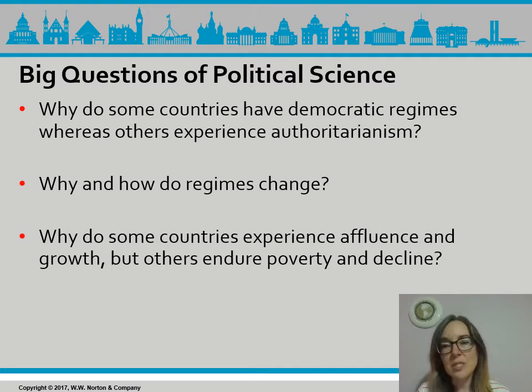So many interesting questions that you can think about, and the way that we answer them is to compare countries to each other and see what is similar about different cases and what is different about different cases.